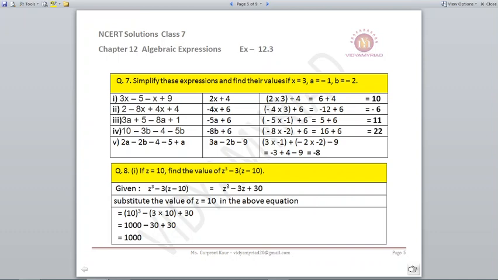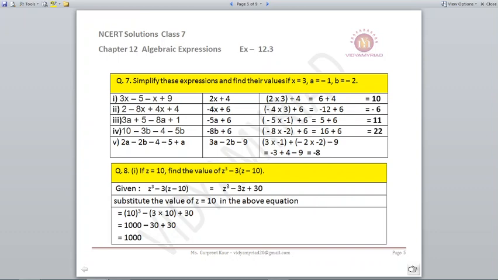3a plus 5 minus 8a plus 1. So 3a minus 8a, that is minus 5a. 5 plus 1, 6. Now here the value of a is minus 1. Take care. Minus 5 into minus 1 is 5. 5 plus 6 is 11.